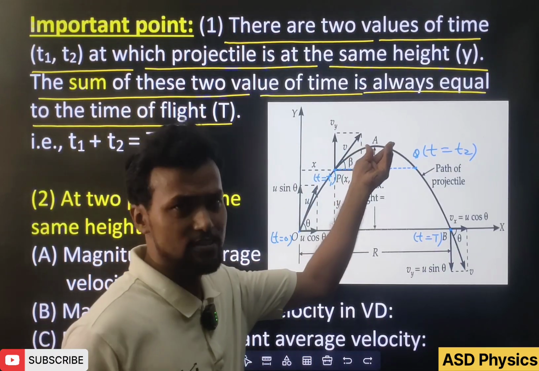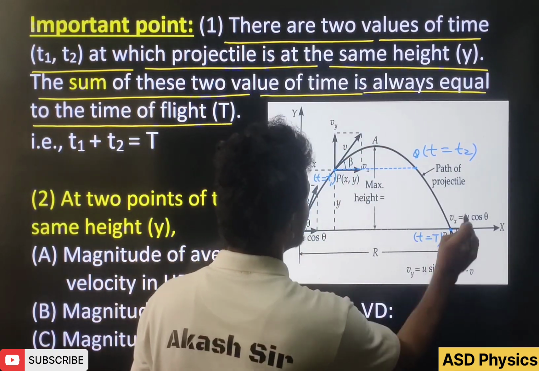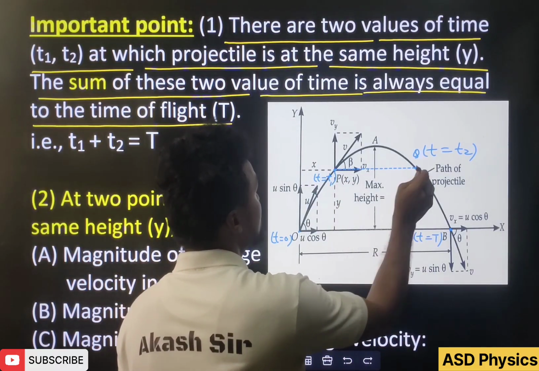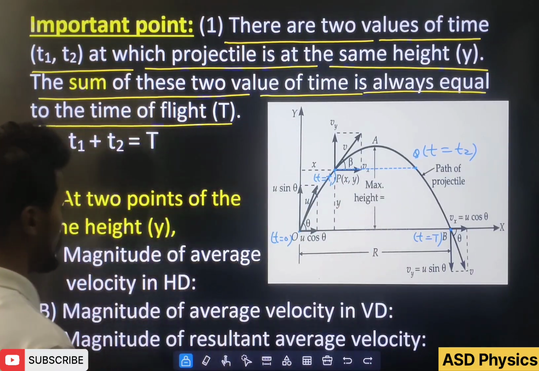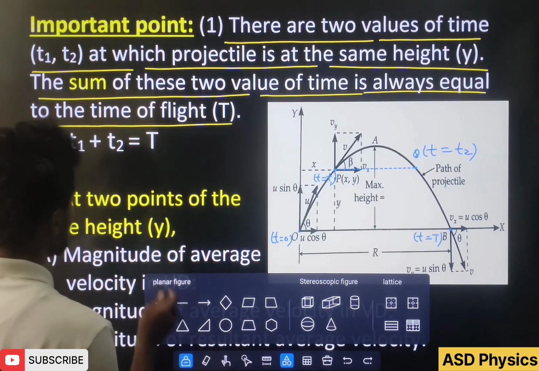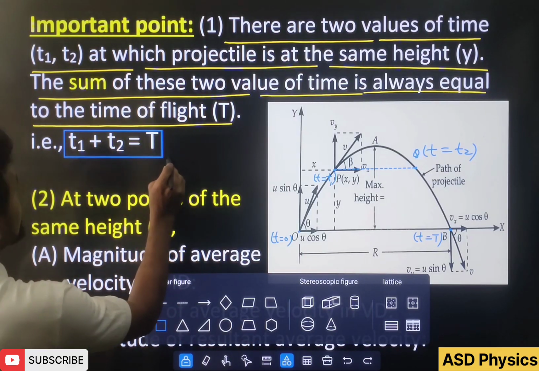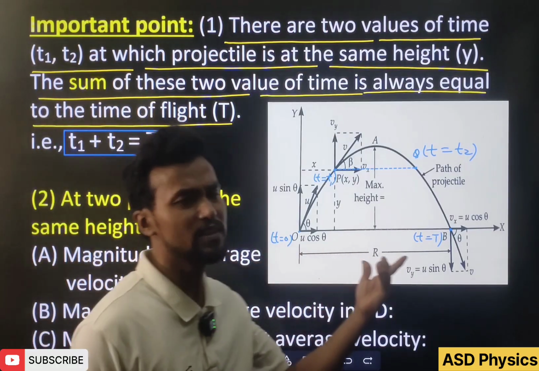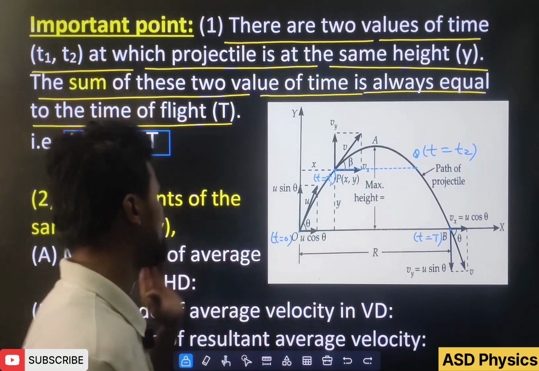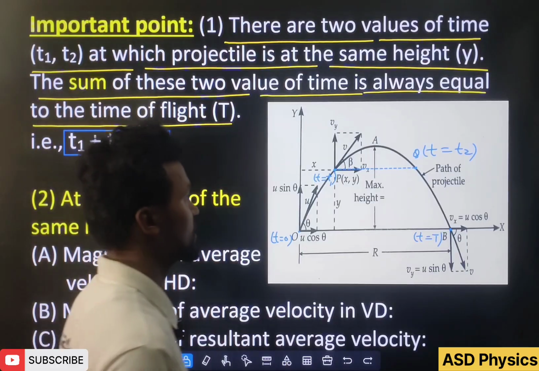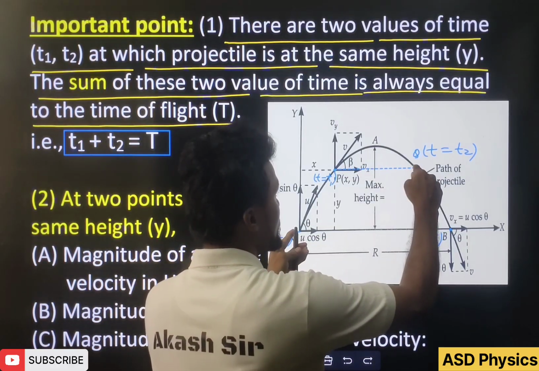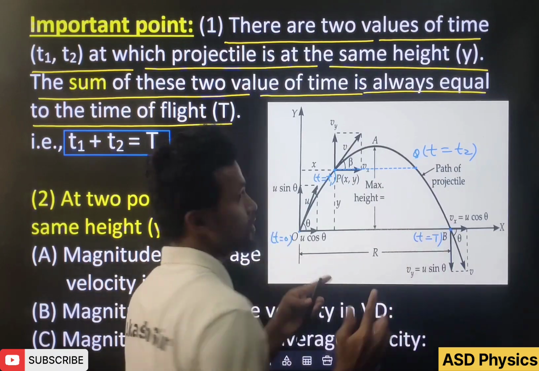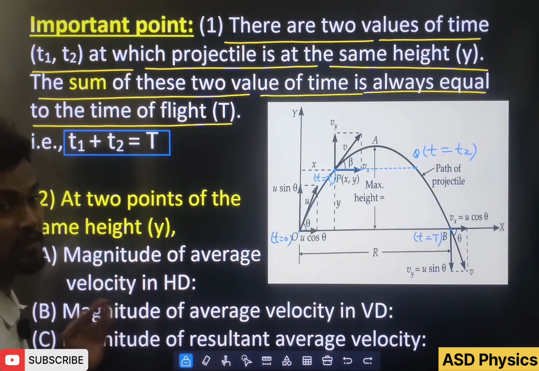So except at maximum height, at any point you can draw horizontal lines, and two values of time will be there. Here t equal to t1, here t equal to t2. So the sum of these values of time is t1 plus t2 equal to capital T. If you think about the symmetry, you can get it very well. Because from here to here, t2, even this t1 time can be replaced here. So t2 plus t1, in total we get the time of flight. Very, very important.